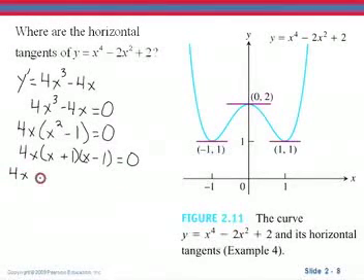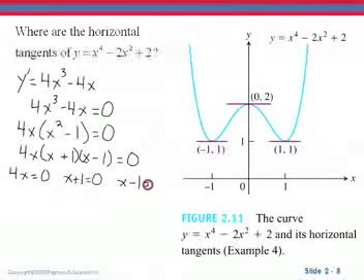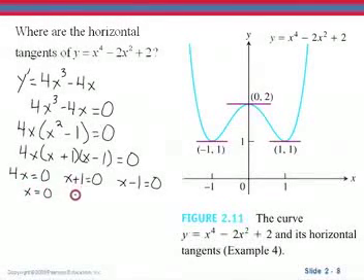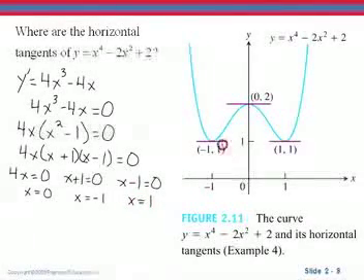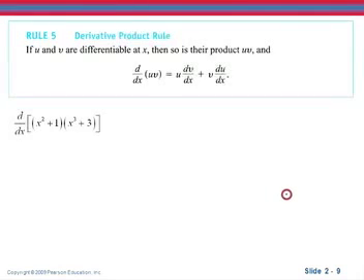Well, remember, if 3 things multiply together to give us 0, then one of those 3 must be 0. Either 4x is 0, or x plus 1 is 0, or x minus 1 is 0. I can divide both sides by 4, and my first answer is 0. Subtract 1 from both sides, and my second answer is negative 1. And add 1 to both sides, and my last answer is positive 1. And you can see from the picture here, that is where our graph has horizontal tangents. It is at the point negative 1, 1, at the point 0, 2, and at the point 1, 1.